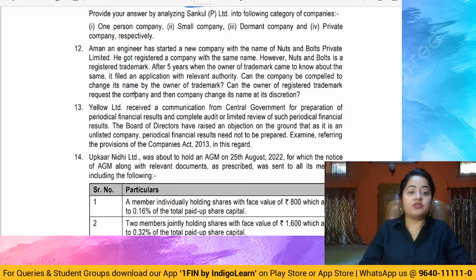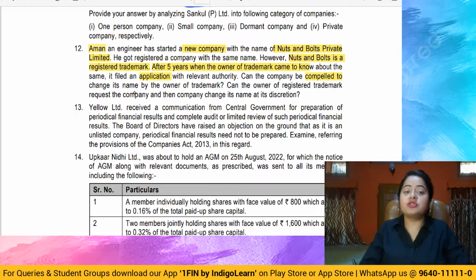Moving on to the next question. The next question is: Aman, who is an engineer, started a new company with the name Nuts and Bolts Private Limited. He got a company registered in the same name. However, Nuts and Bolts is a registered trademark. After 5 years, when the owner of the trademark came to know about the same, they filed an application with the relevant authority. Can the company be compelled to change its name by the owner of the trademark?